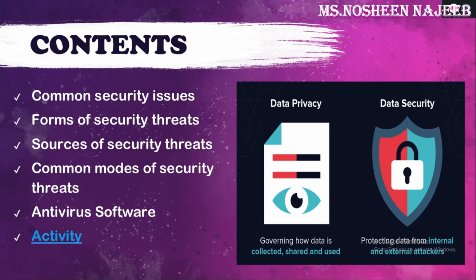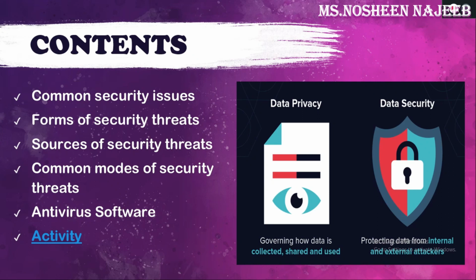So at the right side of your computer screen, here we have data privacy and data security difference. So in data privacy, what is done? Governing how data is collected, shared and used. While in data security, what is done? Protecting data from internal and external attackers, and we have discussed this in class properly.